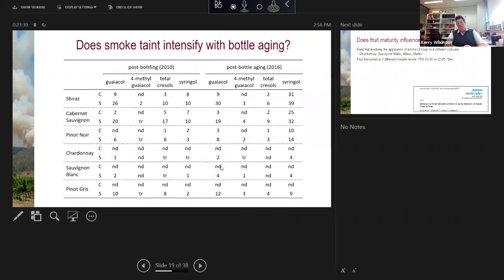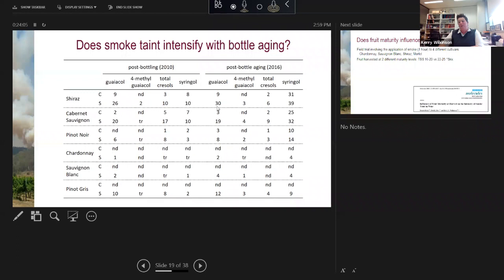So apologies for my second death by PowerPoint slide. The left-hand side basically just shows the chemical data for those smoke-affected wines after we bottled them back in 2010. And we're missing the Merlot wine here only because we used that wine in a subsequent trial, so we didn't have it available to us post-bottle aging. So the data on the right-hand side shows the concentration of the different volatile phenols after that 6 years of cellaring in the bottle.